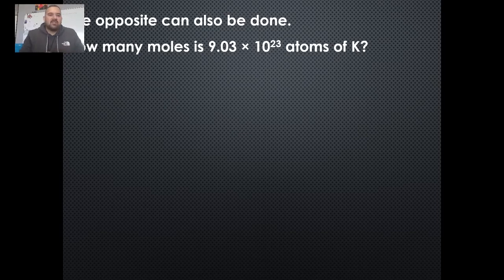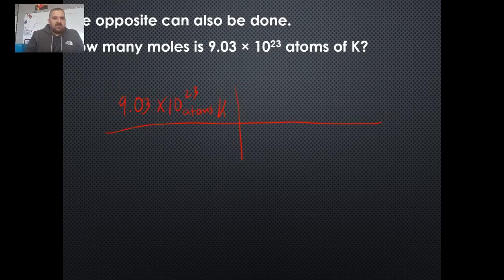All right, so this next one says, how many moles are in 9.3 times 10 to the 23 atoms of potassium? So again, we're going to do dimensional analysis. Given information goes in the first box. That's going to be 9.03 times 10 to the power of 23, and this is atoms of potassium.